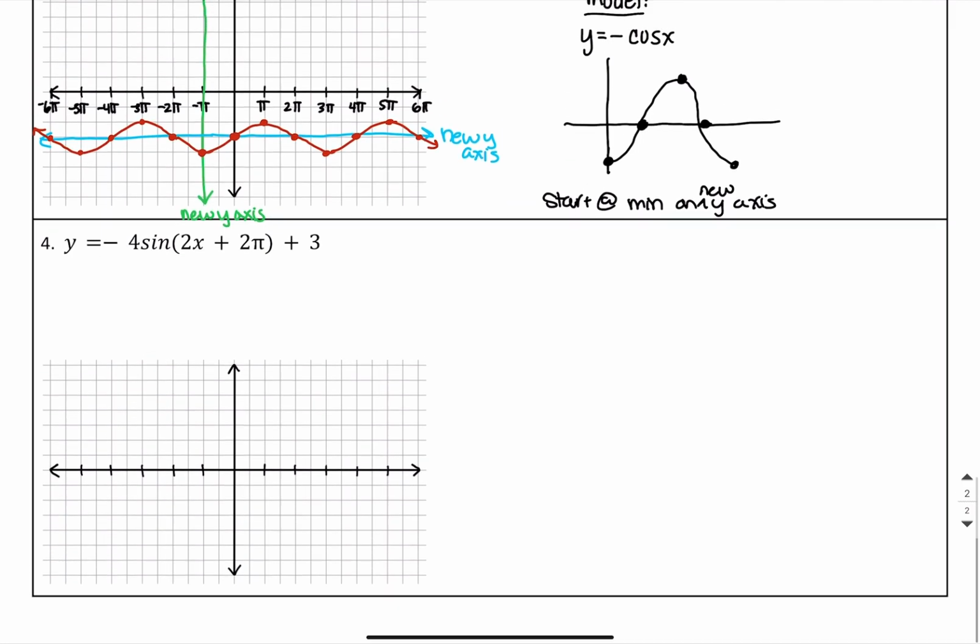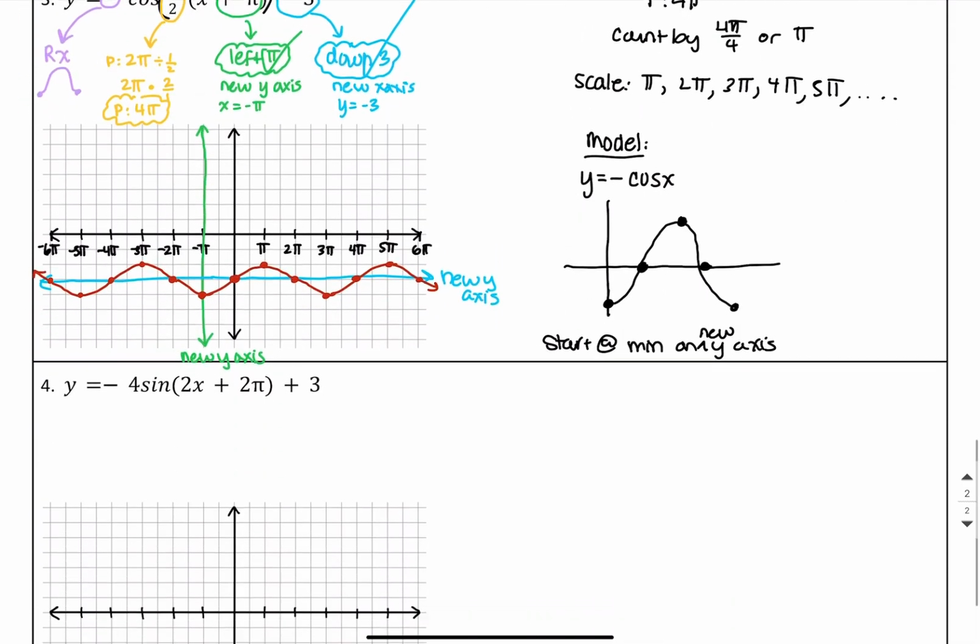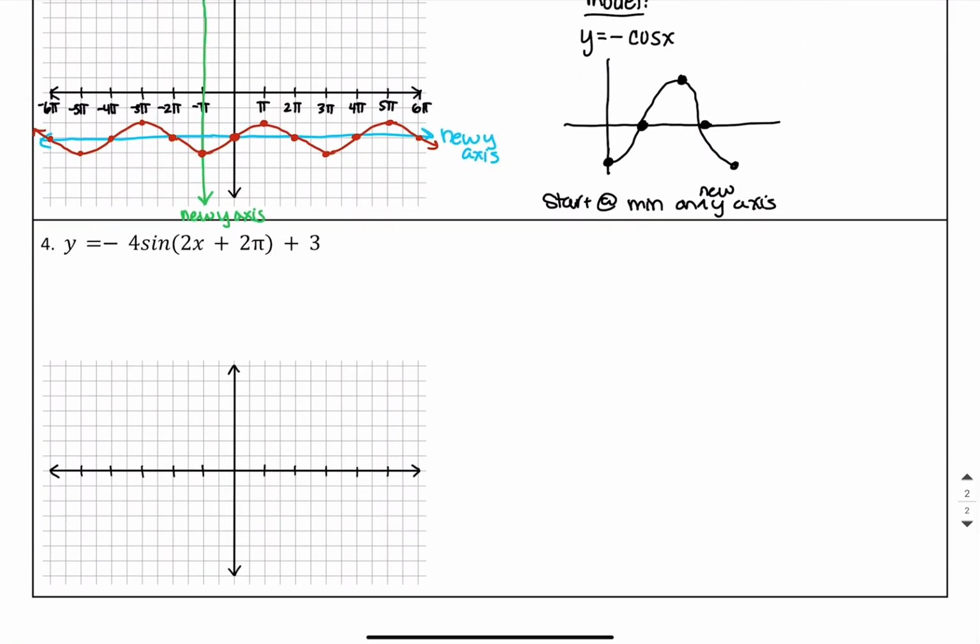Then my last example is number 4. I have a reflection over the x-axis. I need to keep that in mind. I have a 4 in front, which tells me the amplitude is 4. I have the thing that's going to change.